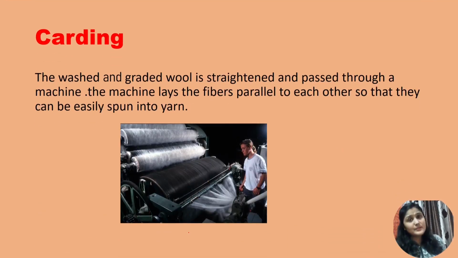Next comes carding. The washed and sorted wool is straightened by passing through a machine. The machine lays the fibers parallel to each other so they can easily be spun into yarn. So we can say that carding is completely done by a machine in which fibers are straightened or become parallel to each other, so they will easily get spun into yarn.